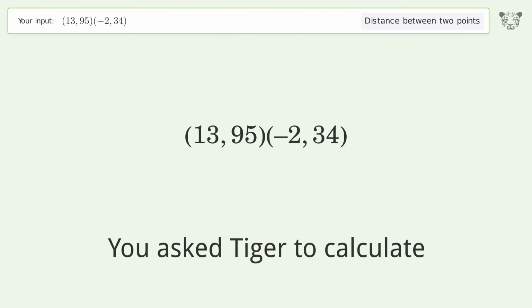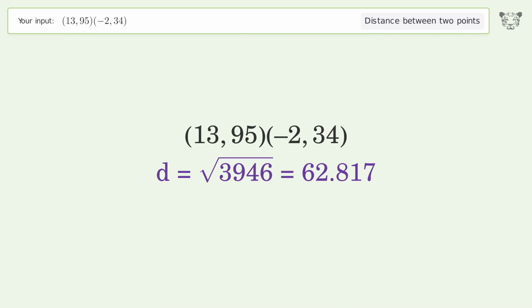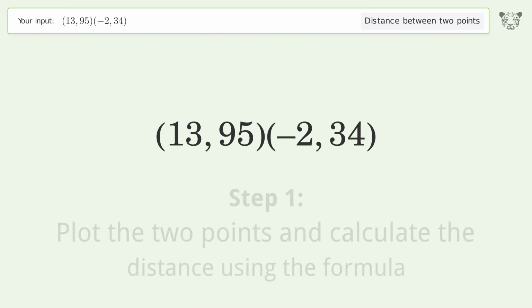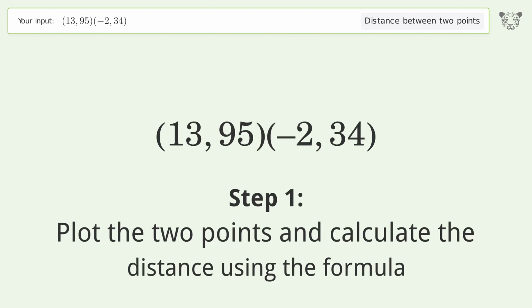You ask Tiger to calculate. This deals with the distance between 2 points. The distance between the 2 points is the square root of 3,946, or 62.817. Let's solve it step by step. Plot the 2 points and calculate the distance using the formula.